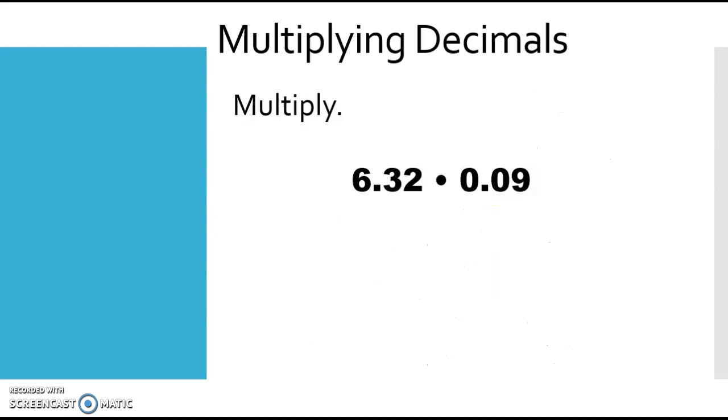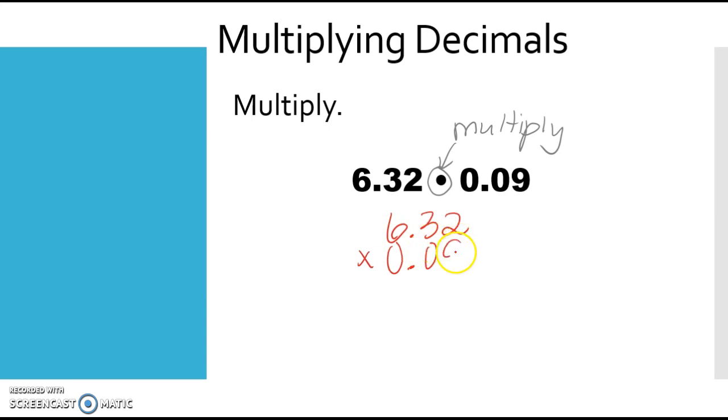And here we have 6 and 32/100ths. Remember that this dot here, that's multiplication. And then we're going to multiply that by 9/100. So we're going to go ahead and line this up. Longest number on top. We're going to multiply that by our second number. Here, since they both have the same amount of digits, it doesn't really matter which one we put on top, which one we put on bottom. So again, we're just going to multiply like normal and then deal with our decimals later.